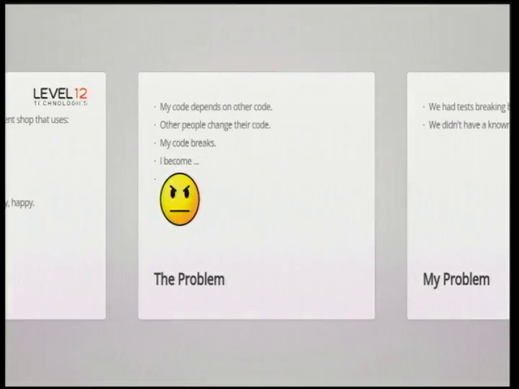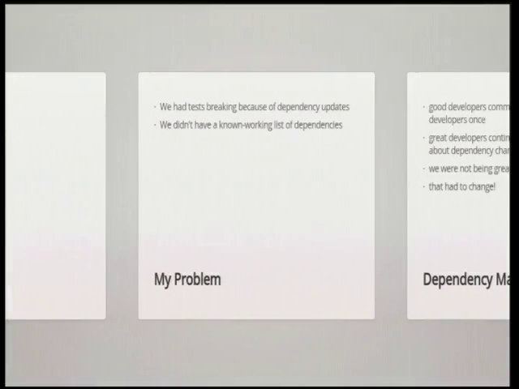So my code, like your code, depends on other code. Other people change their code. My code breaks, and I become angry. So the problem that we had in particular was I would go to work on something that I hadn't worked on for maybe 3-4 months, and I would update the code and I would run the tests and they would fail all over the place. And I would be angry and I would go to my developers and say, why are you guys committing code that breaks? And they would run the tests and they would go, the tests aren't breaking for us. And so we're like, okay, what's going on?